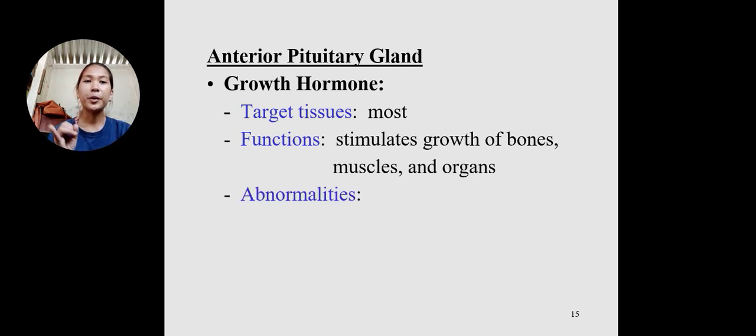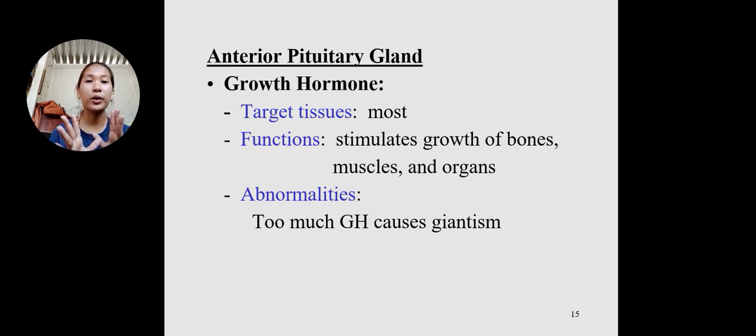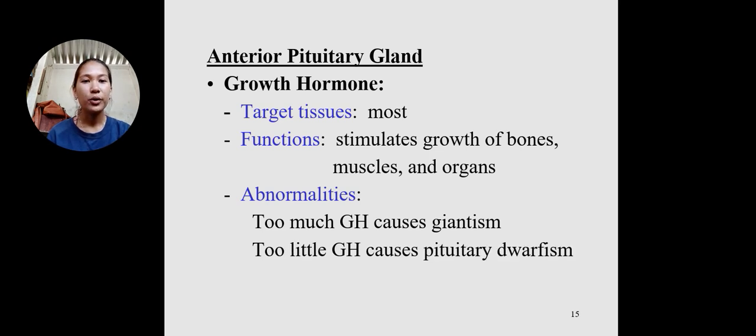So, the anterior pituitary gland has its abnormalities also. Too much growth hormone causes giantism. These are the people who are really enormous in height. Too little GH causes pituitary dwarfism. So, if you lack growth hormone, you can have a syndrome called dwarfism.